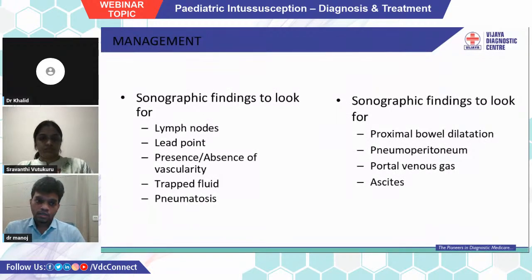So now that we've differentiated whether it's a small bowel type or an ileocolic type, we also need to look for a few other findings. For example, lymph nodes, presence of a lead point, presence or absence of any vascularity within the bowel loops, any trapped fluid within the intussusception, any pneumatosis, any proximal bowel dilatation, pneumoperitoneum, portal venous gas, or ascites.